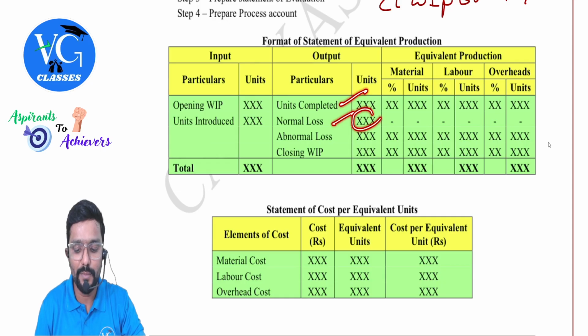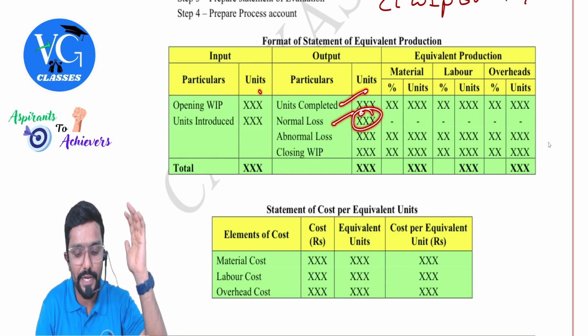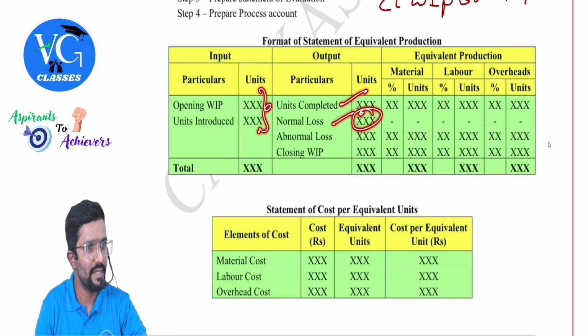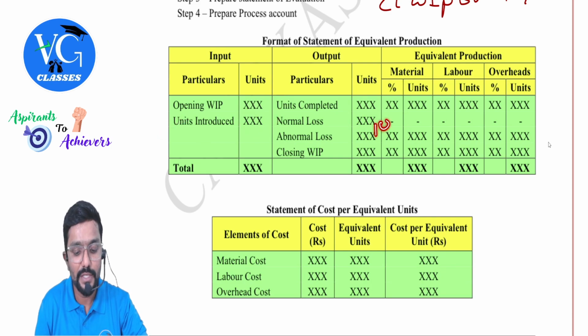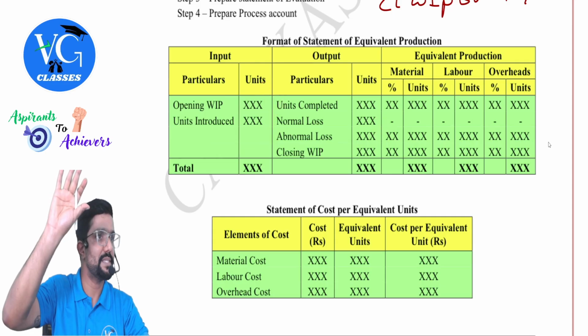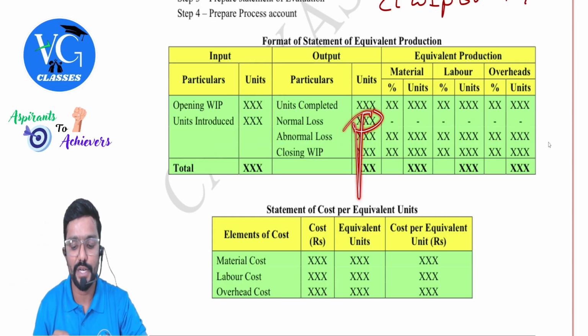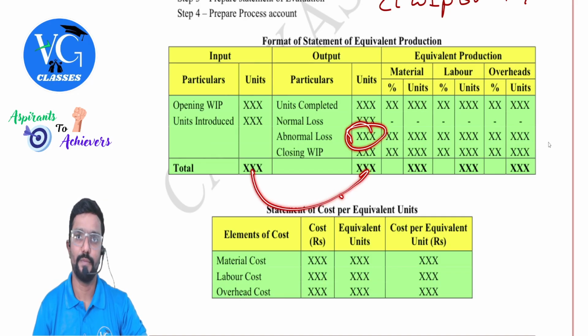Then normal loss. Normally it will be given as a percentage. And guys, when they give a percentage, you need to take it on both most of the time. If they clearly give only 10% on units introduced, you will take it only on that. If they say 10% on both, including opening WIP, then you have to take 10% on both. Clear? Then closing WIP will be given in the question. Now try to tally this. It won't match. The balancing figure would be abnormal loss.